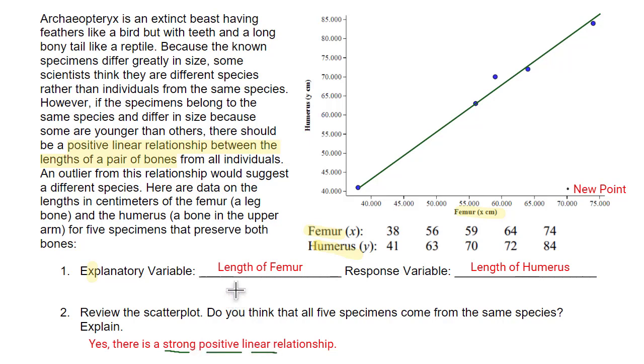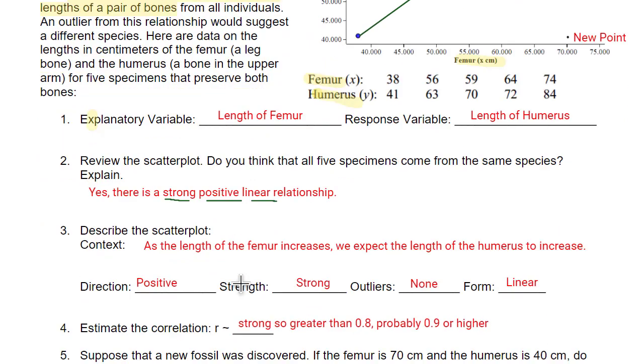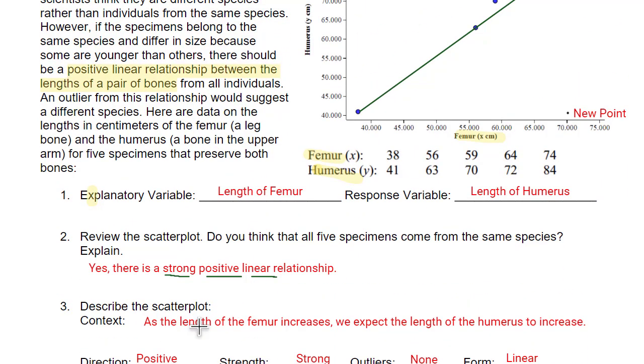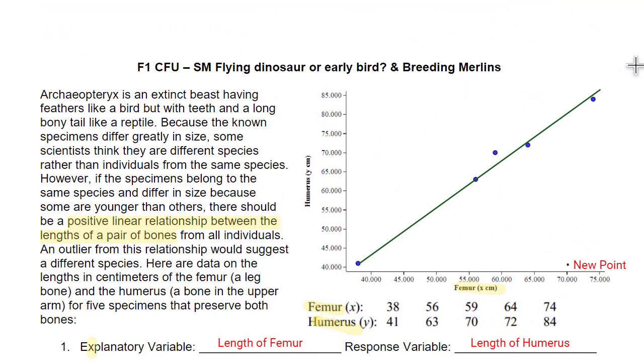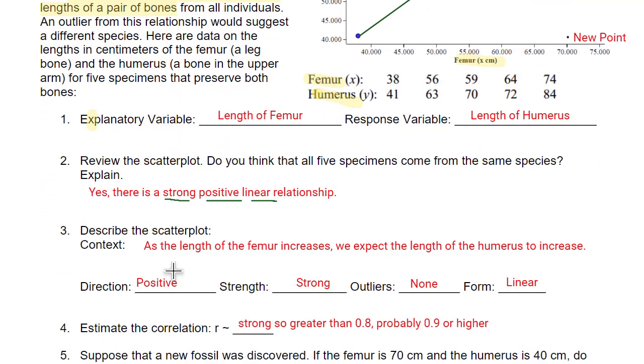All right. Then we want to describe the scatter plot. As we learned in the activity, first of all, we always want context. I could say it's the relationship between the length of the femur and the length of the humerus. But I might as well say as the length of the femur increases, we expect the length of the humerus to increase. And the direction is positive. If you look, it's going up and to the right. The strength is strong. There are no outliers, and the form is linear.